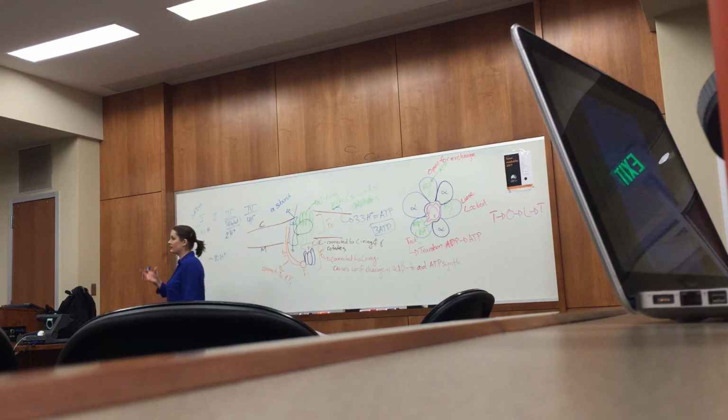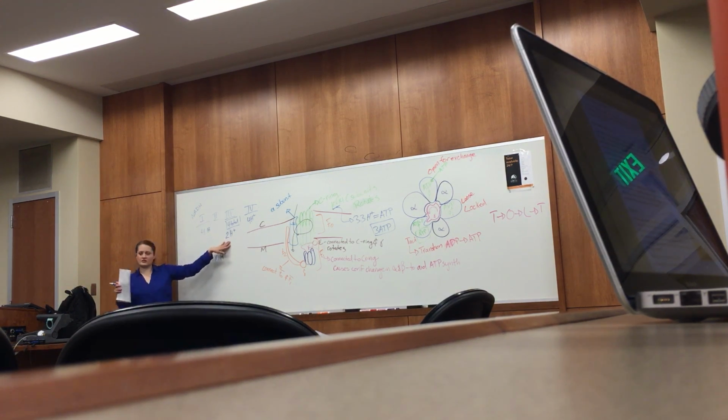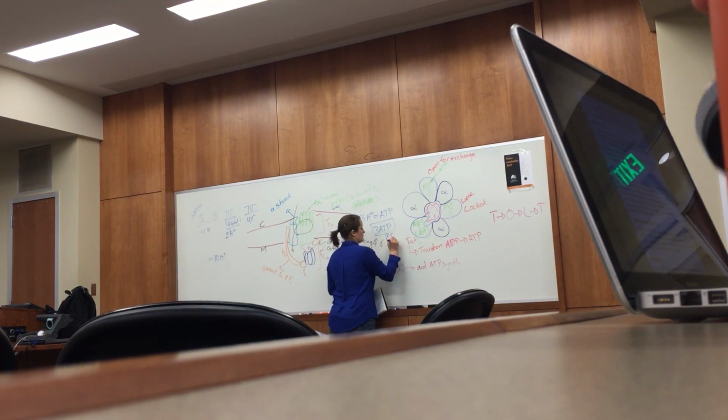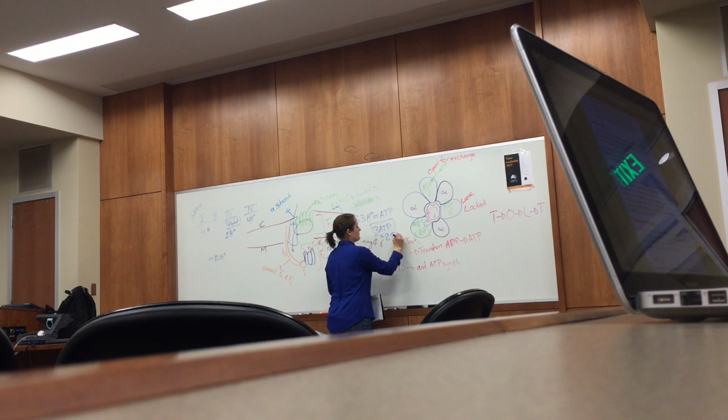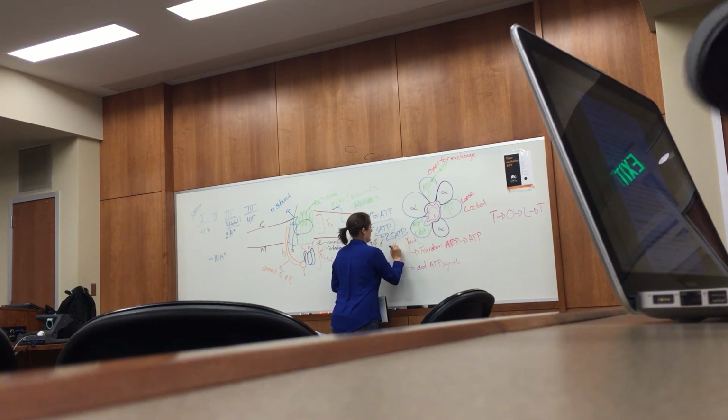Now, it's not a completely efficient transfer, right? Some of those protons get used up for other things. You have the weirdness of the Q cycle a little bit, so that's why we end up breaking it down to approximately 2.5 ATP per NADH.